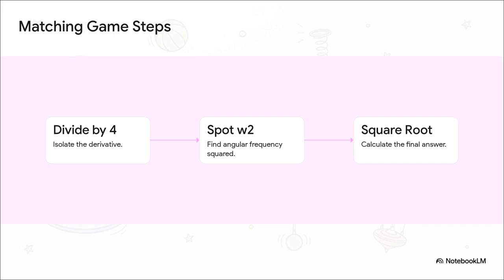Step 1, we want that derivative part to sit all by itself, so we just divide the whole equation by 4. Step 2, we match the shape. In our golden rule template, the number sitting next to the x is always angular frequency squared, or omega squared. So it looks like omega squared is sitting right there in the 25 chair. Step 3, simply take the square root of 25. Omega equals 5 radians per second. Boom! See? It was just a matching game the whole time. No way you're failing this now.